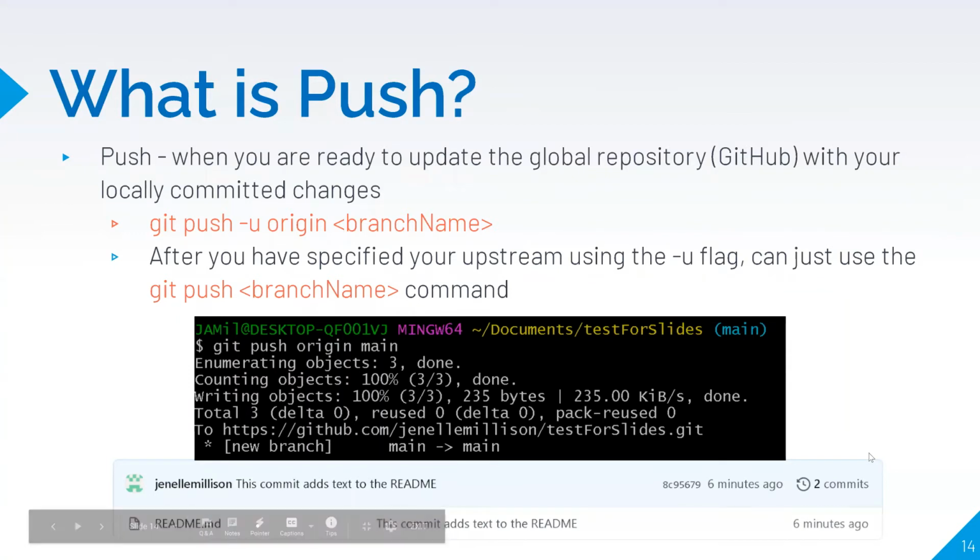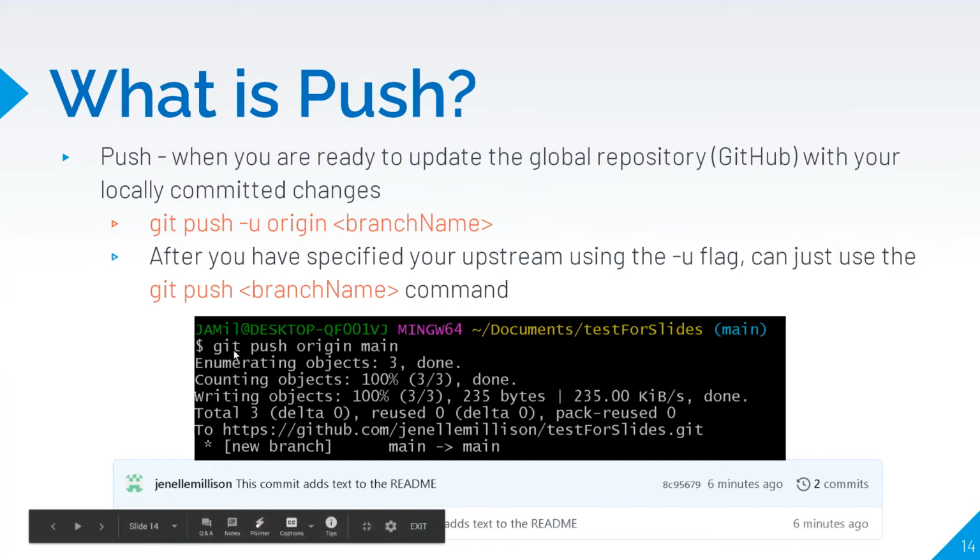Now, once you have committed, what happens if you want to get your code onto your global repository? If I'm ready to update my global repository, I've committed my changes, then the next thing I do is git push, and then you follow it with the branch name that you're pushing to. We haven't talked about branches yet, so don't worry about that. Just keep in the back of your mind that you push to the branch that you want to push to on GitHub.